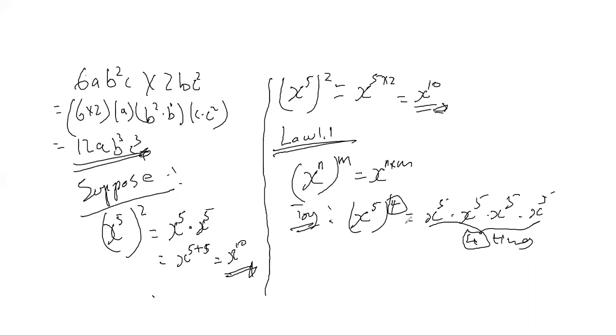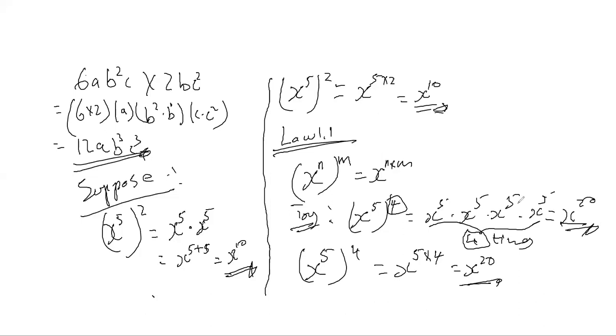But this is tiring. Imagine that was 10. So the shortcut then says what? I hope you're getting this and saying this in your mind. Instead of expanding this many times, let me just say 5 times 4. And this is x to the exponent of 20. And that's, of course, what we would get here, because you're going to say 5 plus 5 plus 5 plus 5, and you also get x to the 20. So there's the extension of law number 1.